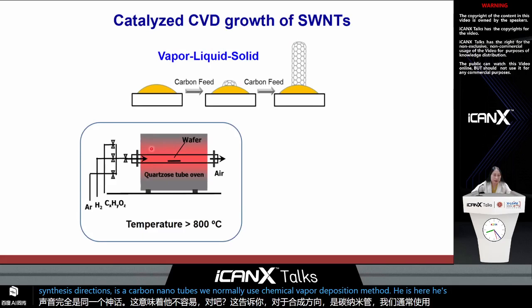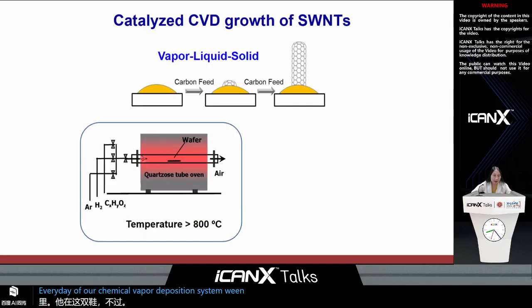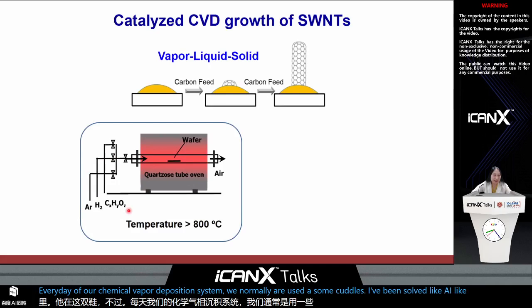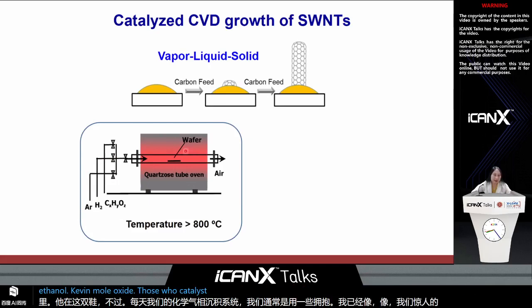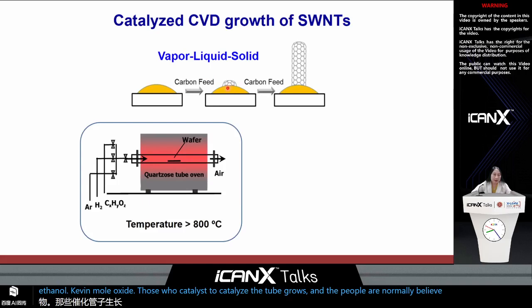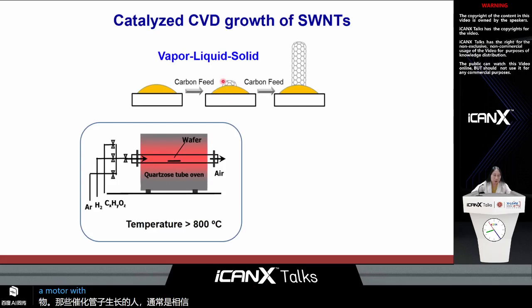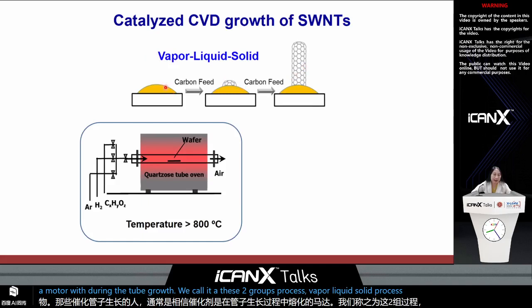This shows the evaporator of a chemical vapor deposition system. We normally use some carbon source like methane, ethanol, or carbon monoxide, and also a catalyst to catalyze the tube growth. People normally believe the catalysts are molten during the tube growth, so we call this tube growth process the vapor-liquid-solid process. At this very high temperature, the metallic catalyst is molten.